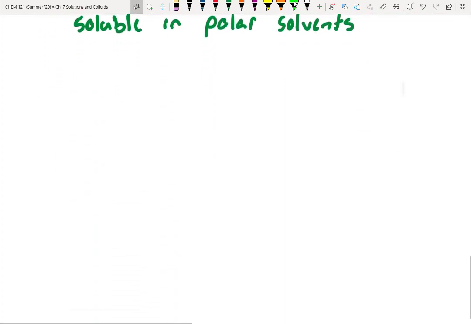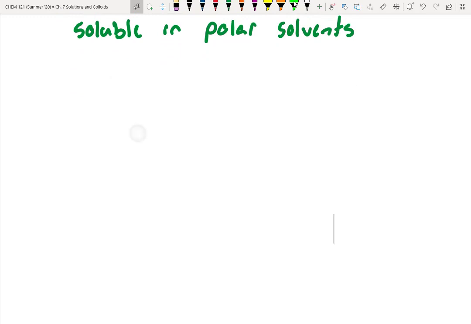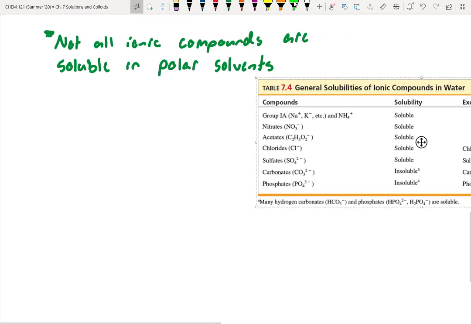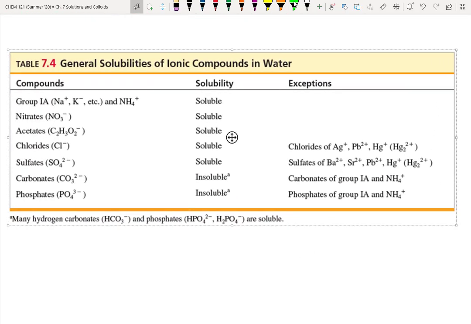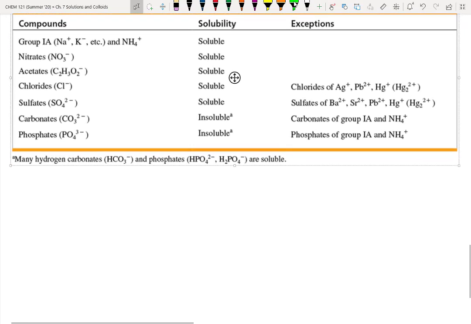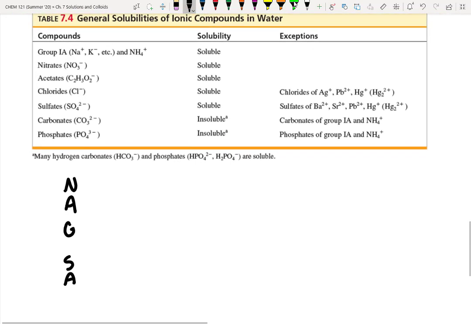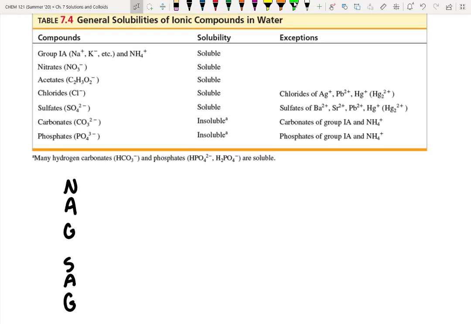All right, so let's take a look at our next table. So table 7.4 starts looking at solubilities, and this kind of helps determine, well, which ions are soluble in water. And there's a few tricks you can use for this. The simplest one I used when I was in college was NAG SAG, because believe it or not, sagging of pants at my high school was a pretty big deal. I went to a Catholic high school, and the priests did not like the boys with saggy pants. All right, so NAG SAG was how I remembered this.